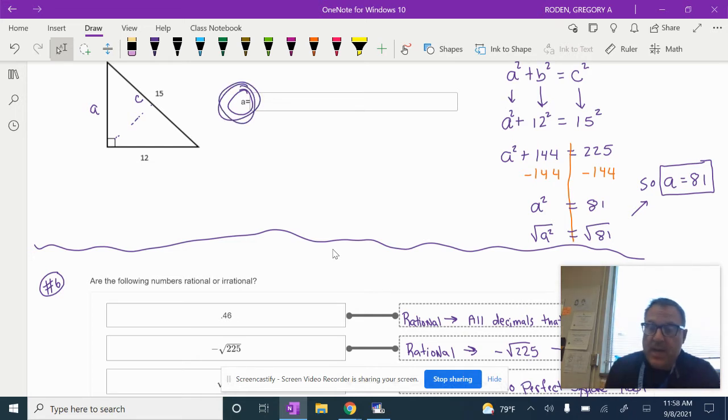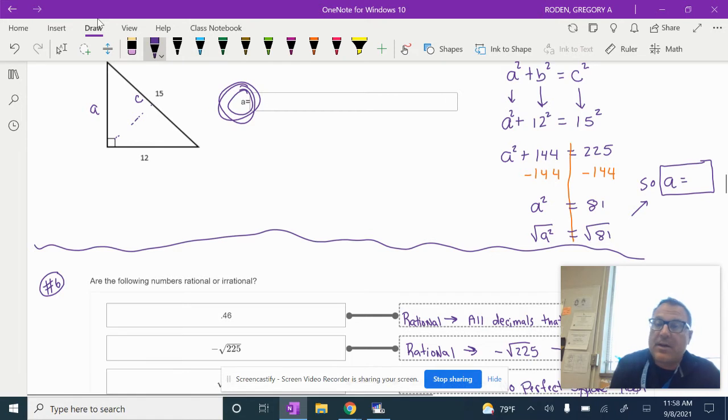So how do you go from an a squared to just a? Well, you square root both sides. The square root of a squared is a. The square root of 81 is not 81. The square root of 81 is, let me write that neater. The square root of 81 is 9, right? So I almost made a mistake there myself. The square root of 81 is 9, okay? Because 9 times 9 is 81.